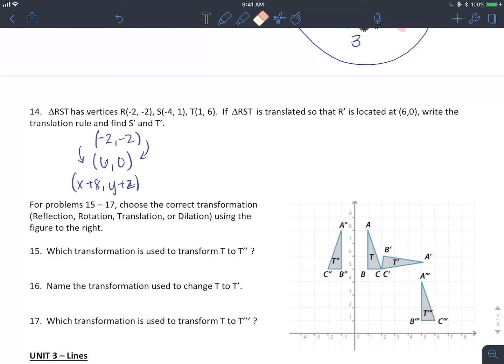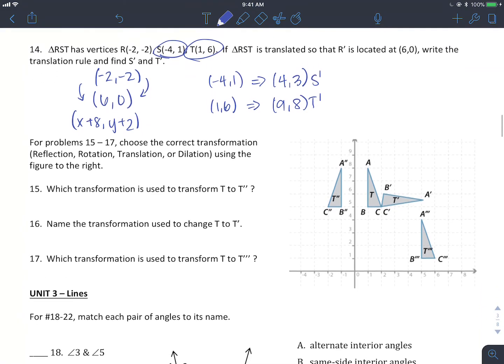So we're going to take this translation rule, and we are going to apply it to S and T. So S is at negative 4, 1. If we take our rule of x plus 8, y plus 2, we are going to be at 4, 3. So that is our S prime. Then we have T at 1, 6. So if we add 8 and add 2, we're going to end up at 9, 8 for T prime. So that is it for number 14.